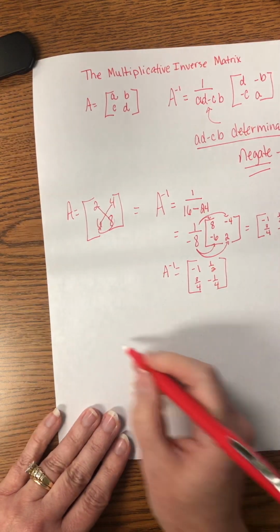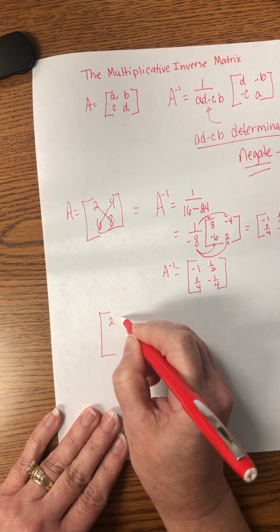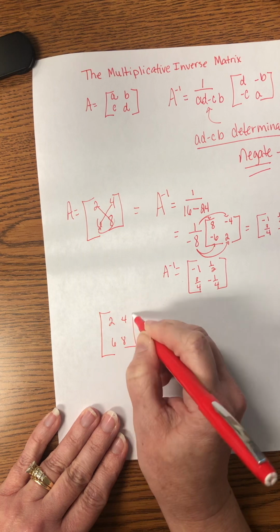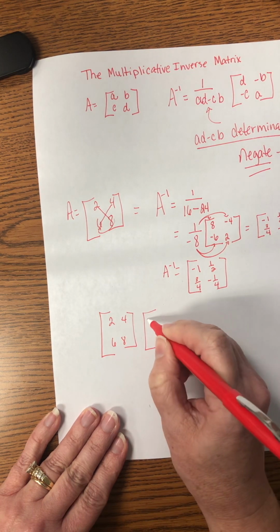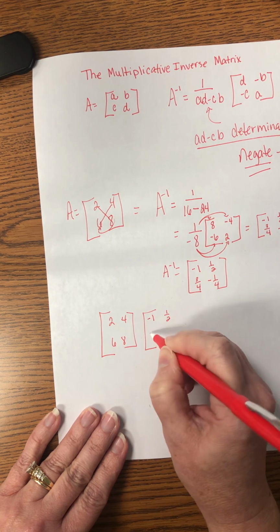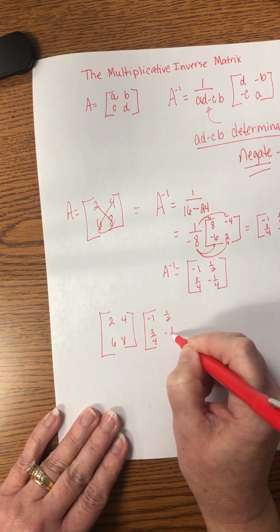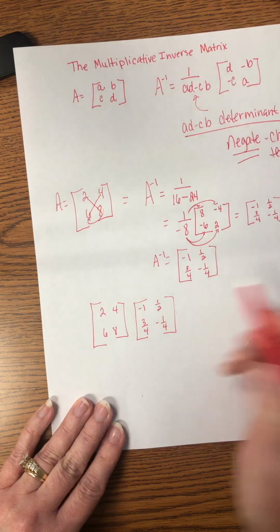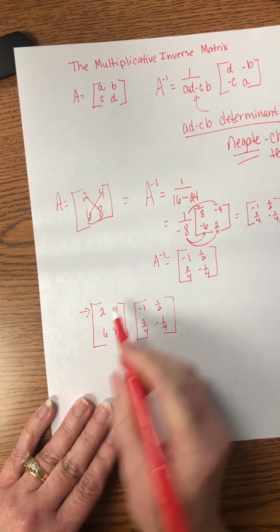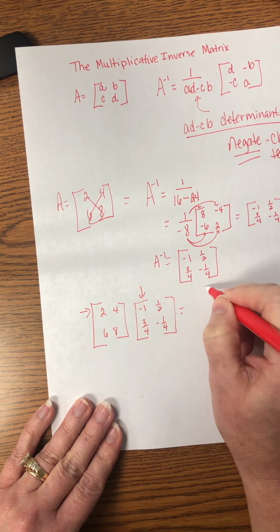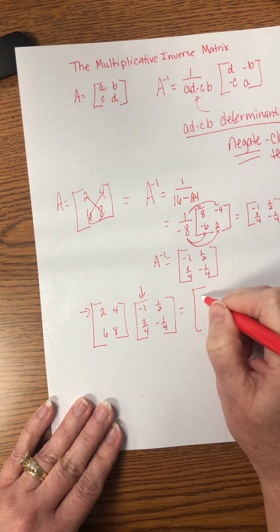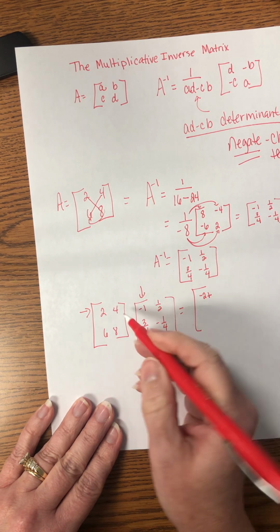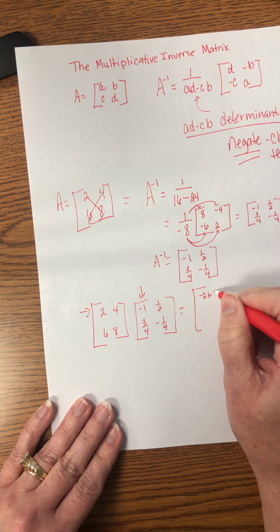Now, if you take your original matrix A and multiply it to your inverse matrix, you should end up with an identity matrix. So let's see if that's true. Let's take row 1 and multiply it to column 1. So we're going to have 2 times -1, which is -2, and 4 times 3/4, which is 3.